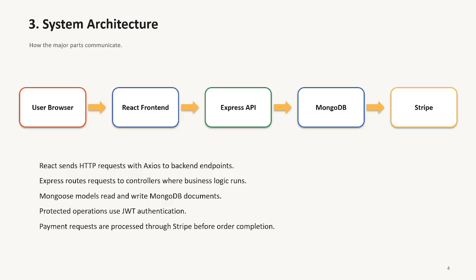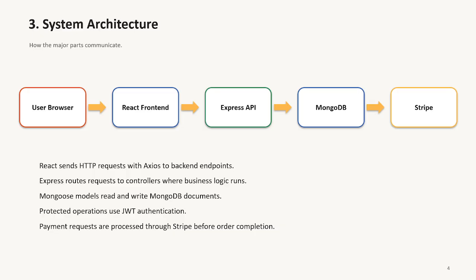Then Express forwards the request to the appropriate controller. The controller contains business logic. For example, during login, the controller checks whether the email and password are correct. If database information is required, the controller communicates with MongoDB through Mongoose. MongoDB returns the requested information.